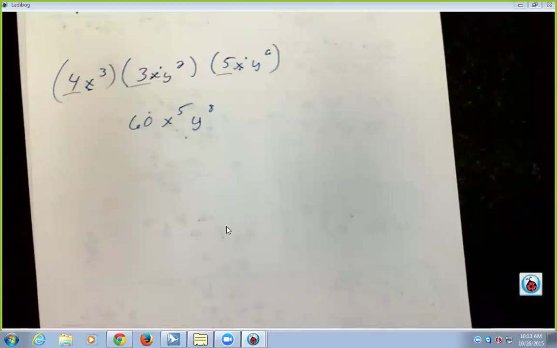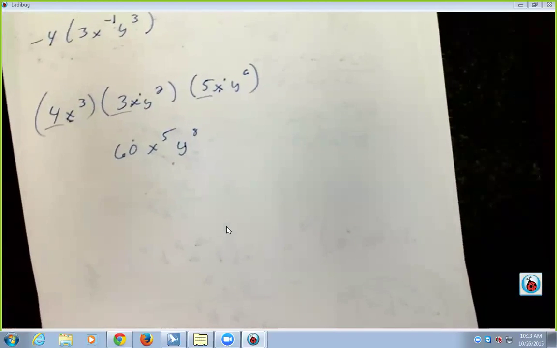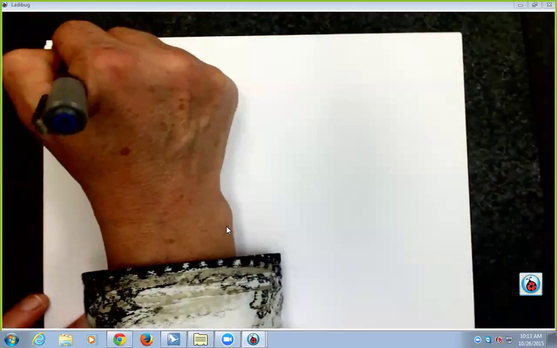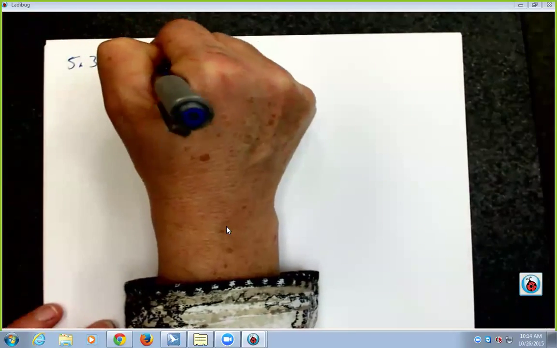5.3 is taking some stuff that we've done in the past and just applying some different information to it than what you have had before. So let me get this sheet out of the way and we will start a new sheet. So 5.3 is looking at polynomials.